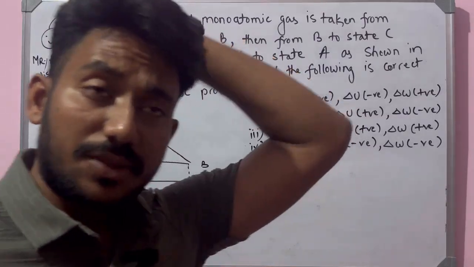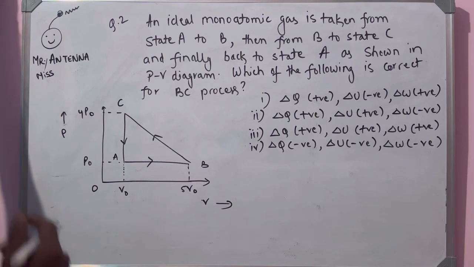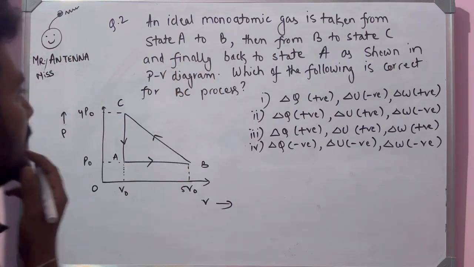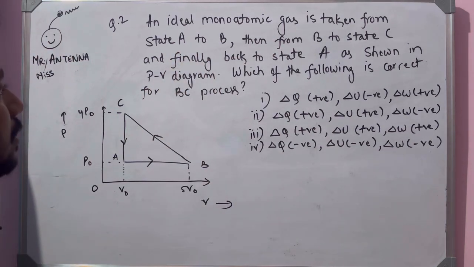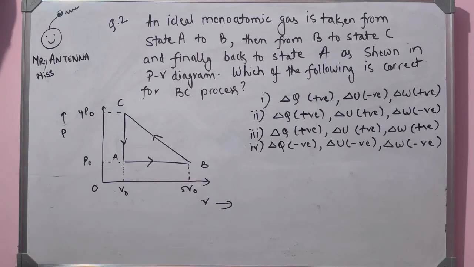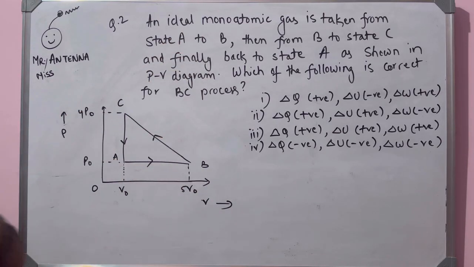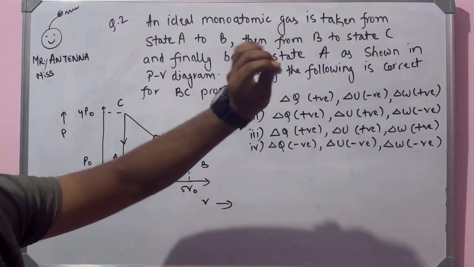So let's read the second question. They have given: an ideal monoatomic gas is taken from state A to B, then from B to C, and finally back to state A as shown in the pressure versus volume diagram. Which of the following is correct for the BC process? So they have given a pressure versus volume diagram for a monoatomic gas. Monoatomic or diatomic gas, it's not relevant here.